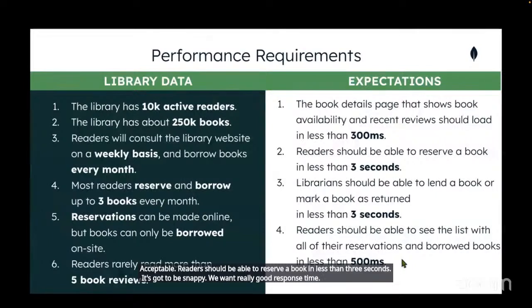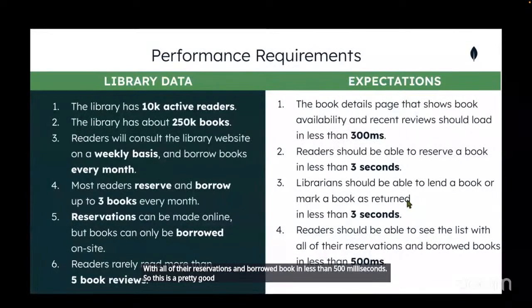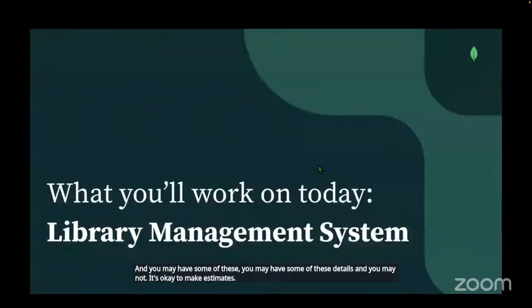Librarians should be able to lend a book or mark a book as returned in less than 3 seconds. And readers should be able to see the list with all of their reservations and borrowed books in less than 500 milliseconds. So this is a pretty good, well-defined set of performance requirements. And you may have some of these details and you may not. It's okay to make estimates.